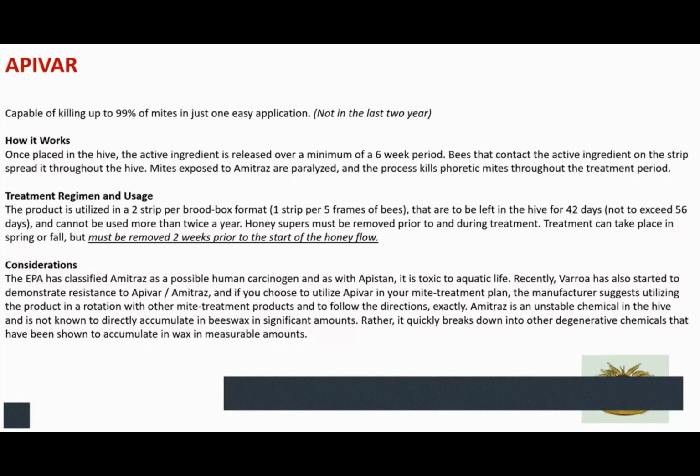Amitraz is an unstable chemical in the hive, and it is not known to directly accumulate in beeswax in significant amounts. Rather, it quickly breaks down into other degradative chemicals that have been shown to accumulate in the wax in measurable amounts. So it doesn't go in by itself, it breaks down and then it goes into the wax.